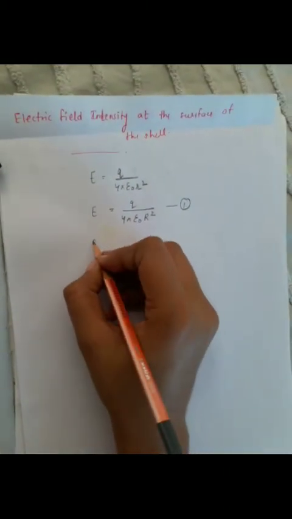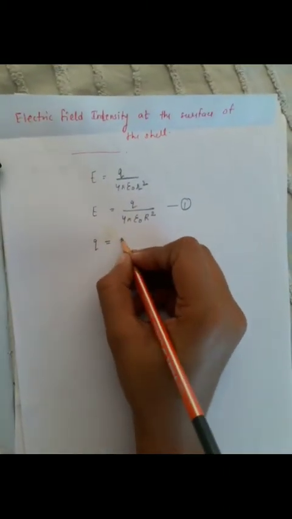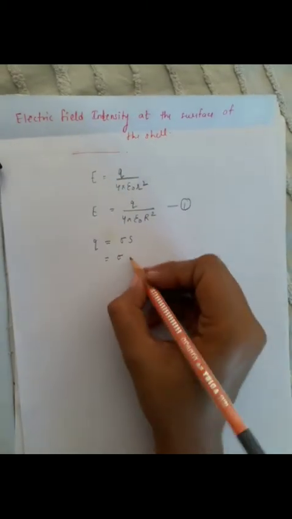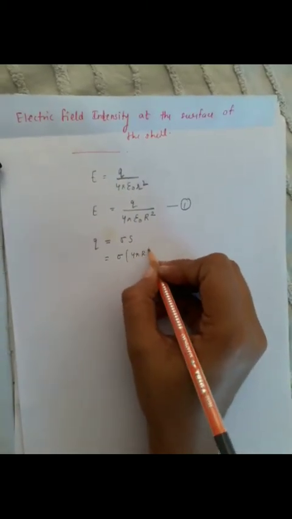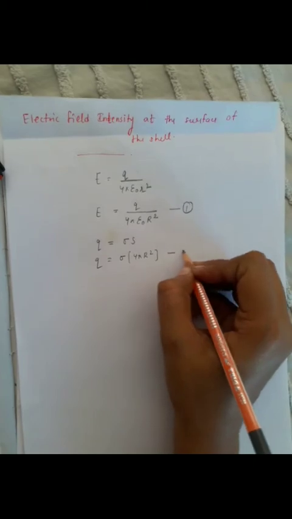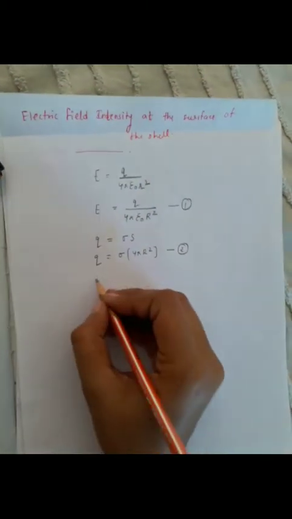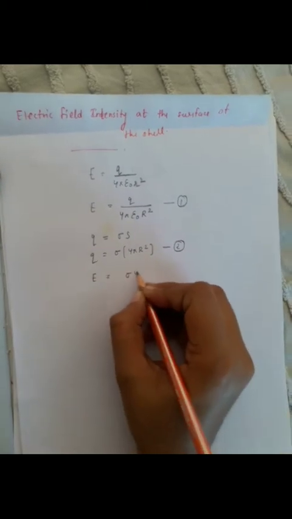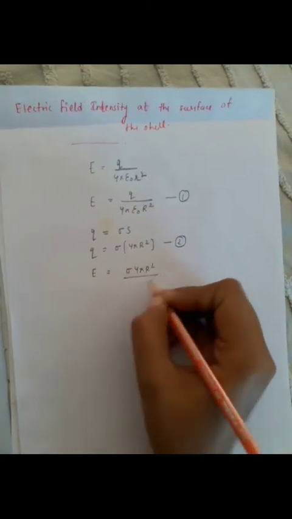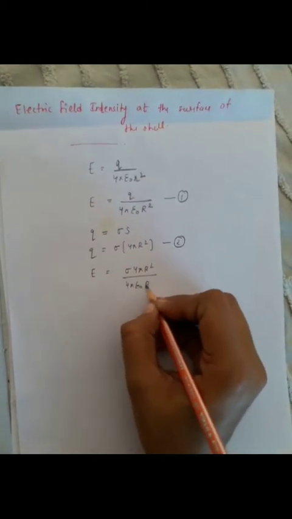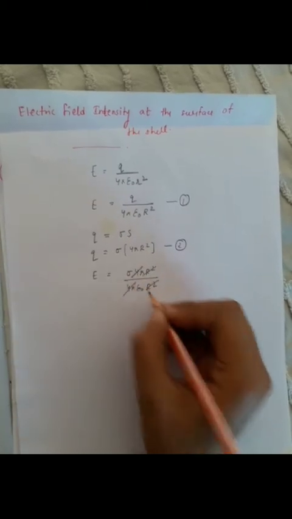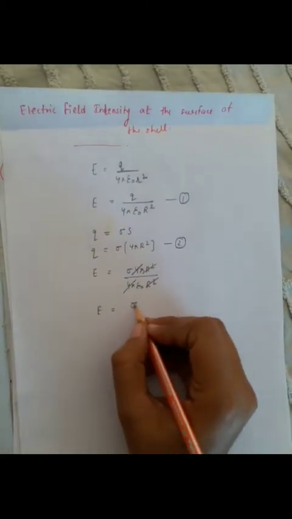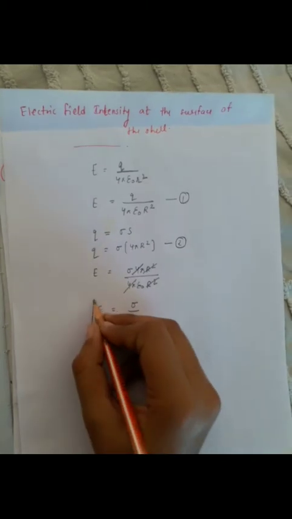Now for the second, as we all know, with surface charge density sigma, Q is equal to sigma S. Now what is S? 4 pi R square. This is your second equation. Now placing the second equation in the first, we get E equal to sigma times 4 pi R square upon 4 pi epsilon naught R square, so the 4 pi R square cancels. E is equal to sigma upon epsilon naught. This is the electric field intensity at the surface of any shell.